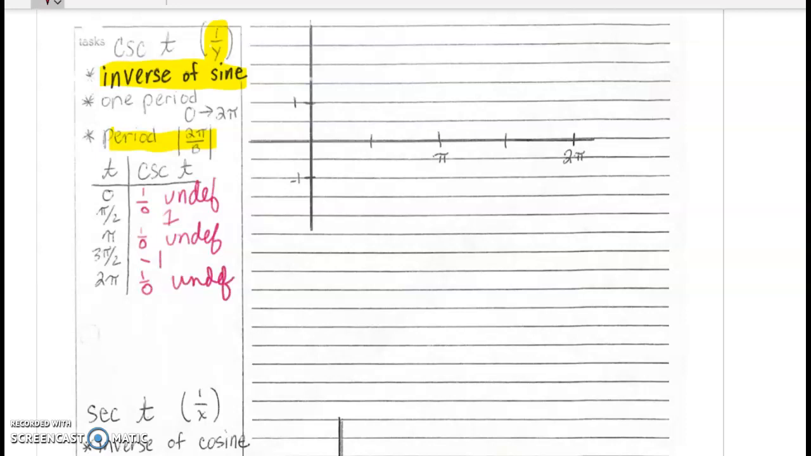Here we go. At 0, we're undefined. Again, I'm going to put that asymptote a little off the line just so we can know it's there. At pi over 2, I'm at 1. At pi, I'm undefined again. At 3 pi over 2, I'm down here at negative 1. And at 2 pi, I'm undefined again.